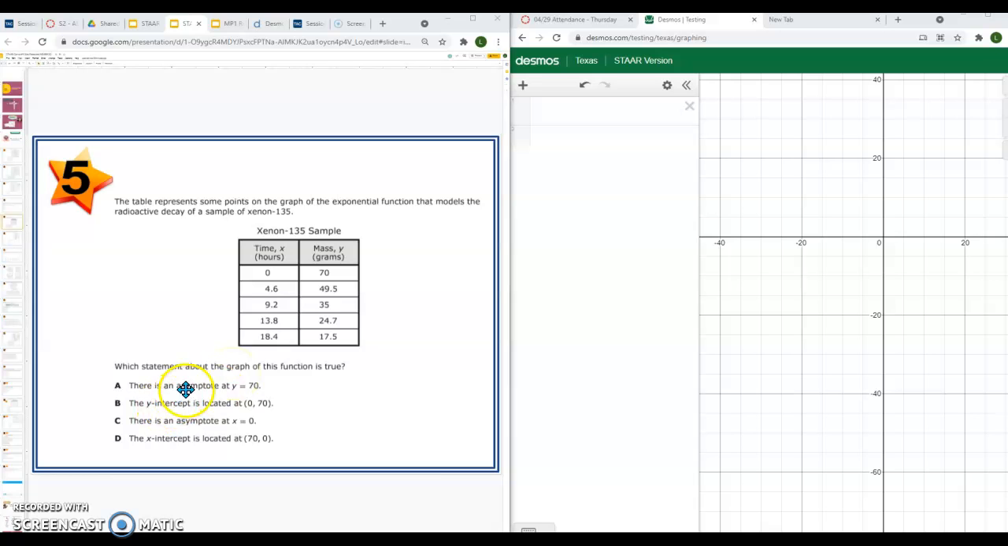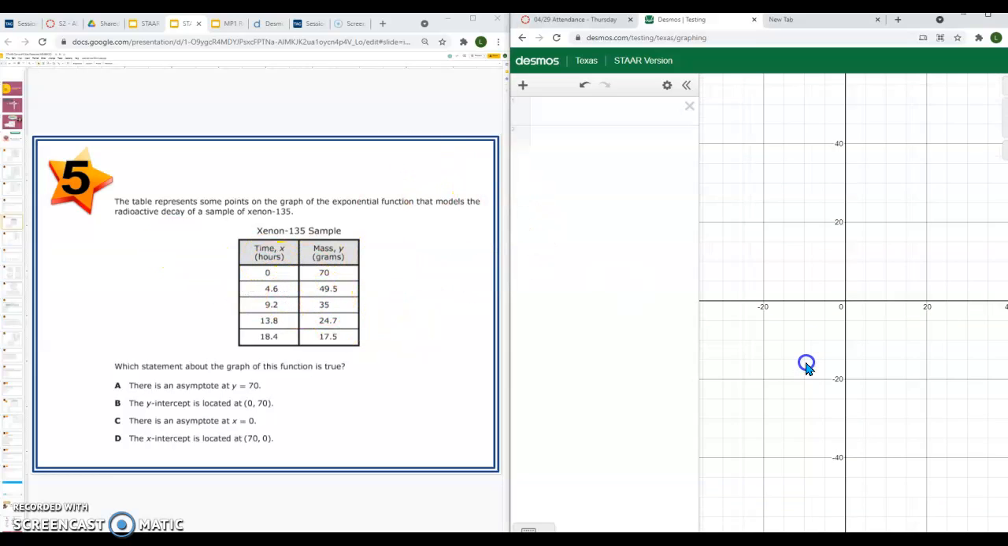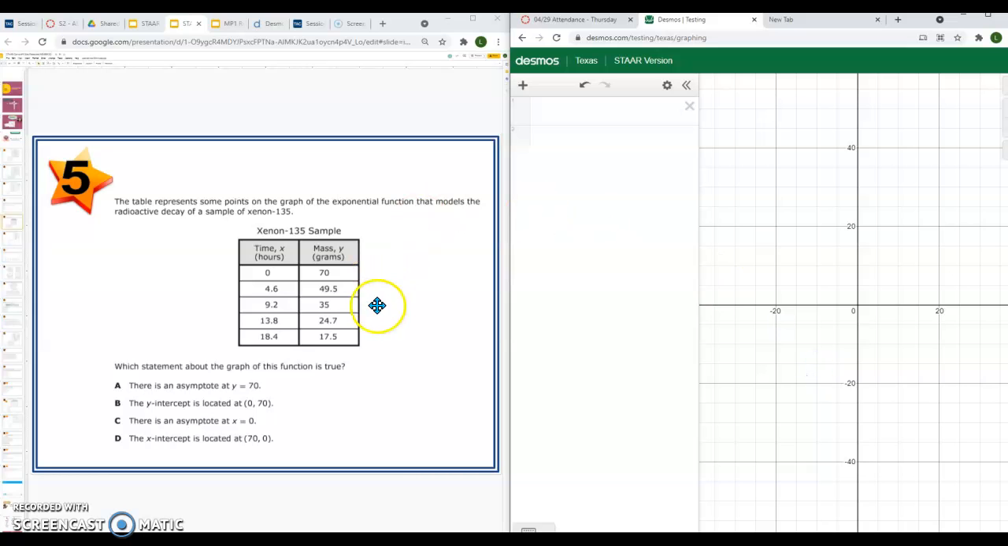However, they didn't give you a graph, guys. They just gave you a bunch of points. So what am I going to do here? Well, guys, luckily, I can actually put these points onto this graph and kind of get a good idea of what's happening in my graph. To do that, just make a table, guys.